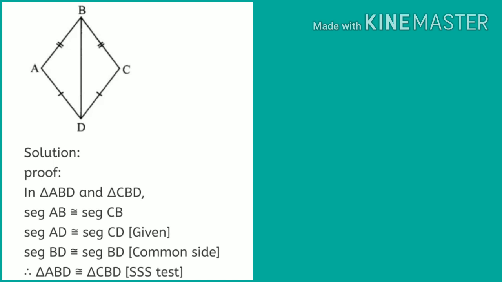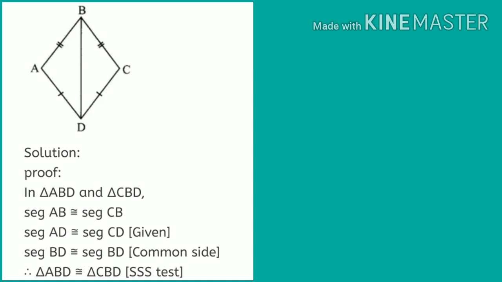They are the common side between two triangles. Segment BD is the common side of these two triangles. Segment BD lies in triangle ABD also and in triangle CBD also. So segment BD is a common side. So therefore these two triangles are congruent by SSS test of congruency.